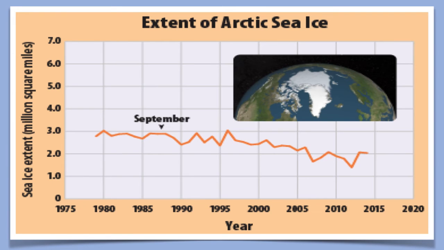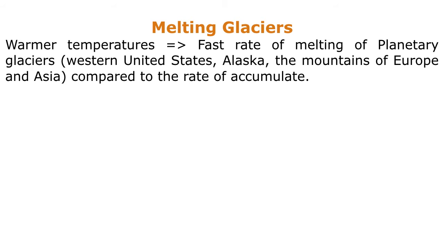So sea ice extent, you can see reducing over time annually. Similarly, melting glaciers. Just like rainfall, there is snowfall. When snow is consolidated, it becomes ice. When ice starts moving, it becomes glaciers, moving ice.